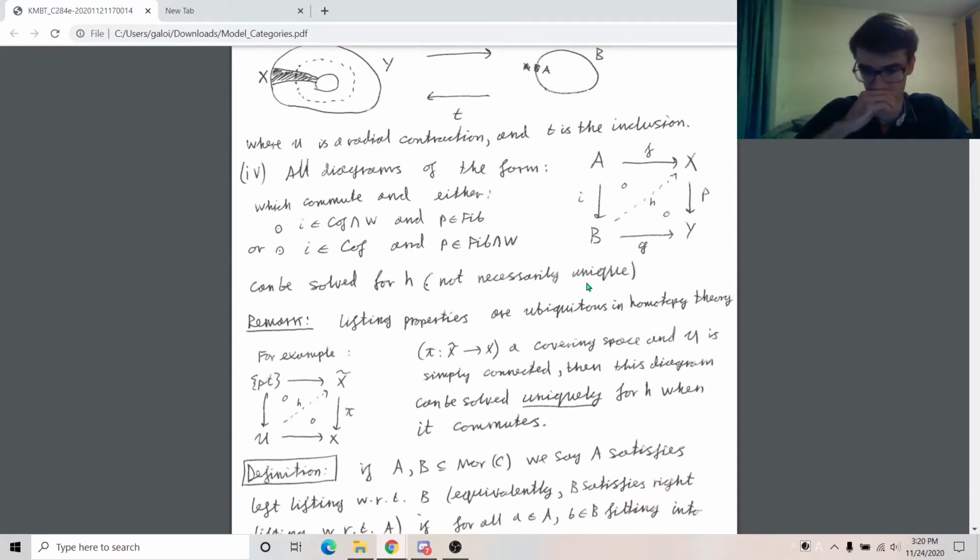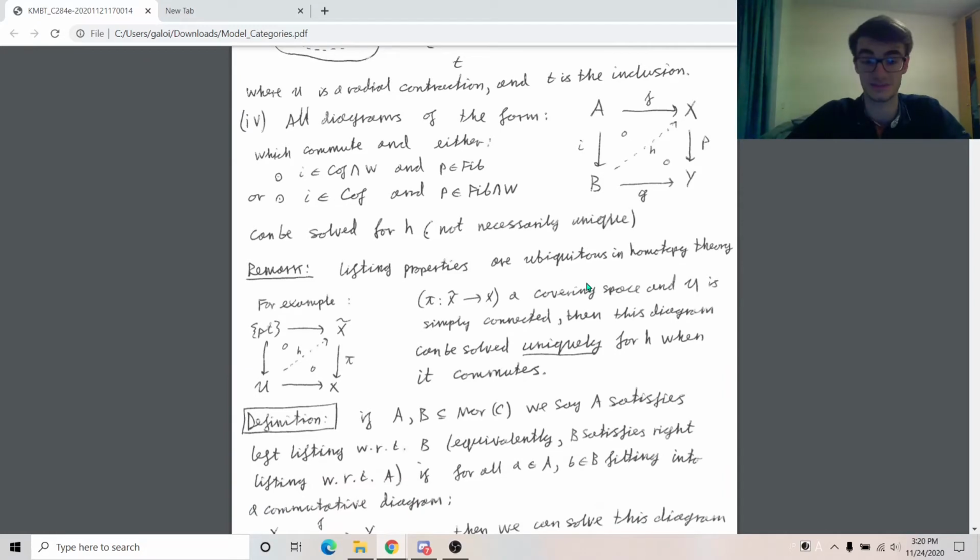Lifting properties come up in homotopy theory. For example, if you've seen covering spaces, you have a square like this. X tilde here is a covering space of X. And if U is simply connected, and you have a diagram, the solid diagram, if it commutes, you fix a point in U, and this point will determine a unique lifting H of the map below into your covering space. If you're familiar with covering spaces; otherwise don't worry about it.